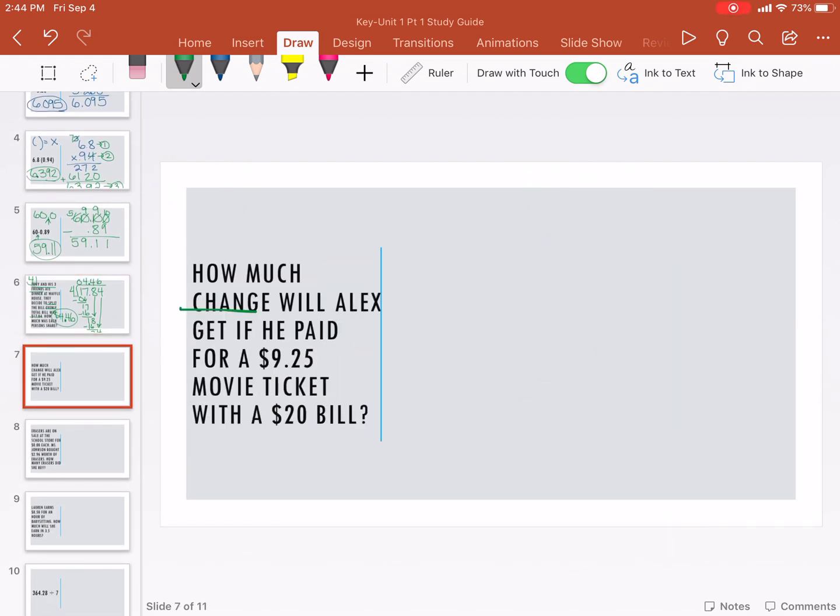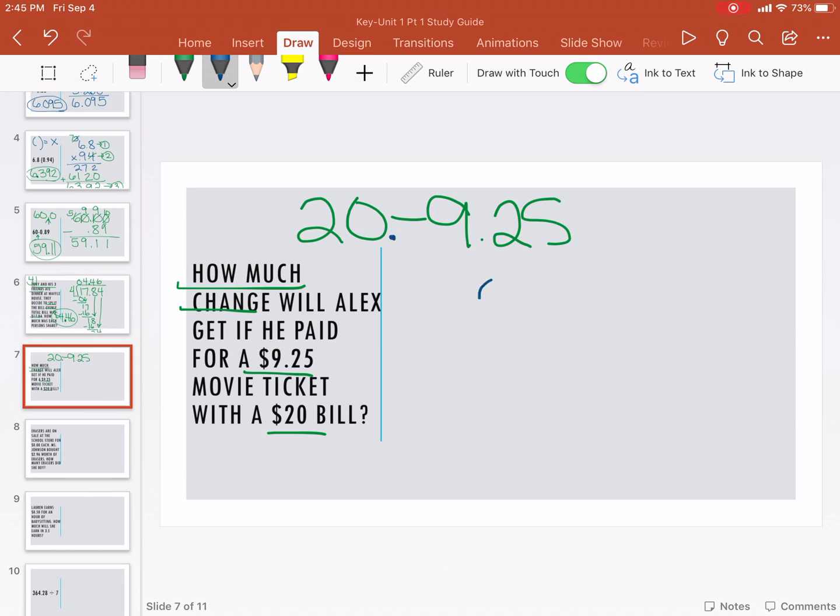How much change will Alex get if he paid $9.25 for a movie ticket with a $20 bill? So we are taking the $20 to subtract the $9.25. So remember the decimal's at the end of that 20.